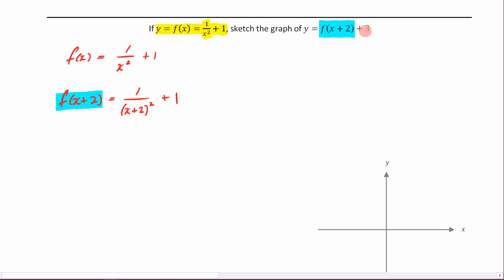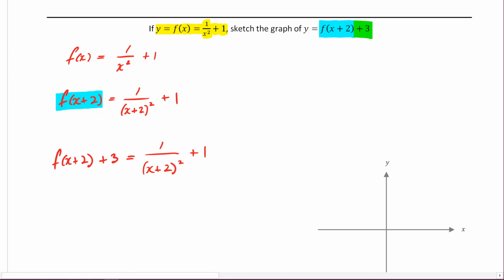So as you can see, we haven't dealt with that plus 3 on the end. So let's now rewrite the whole thing with this plus 3 on the end of it. So that means we're going to be looking at f of x plus 2 and then plus 3 to it. So what does that mean? Well, it means take f of x plus 2. So this right here, what we found, this is that. So 1 over x plus 2 squared plus 1. And now it's saying plus 3 to it.